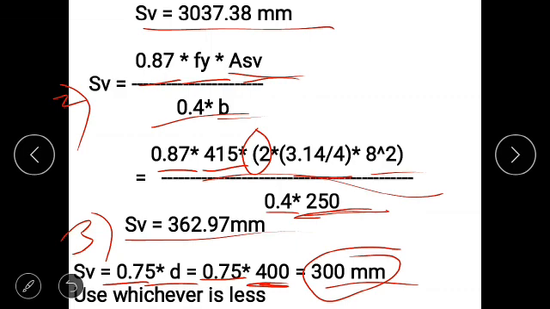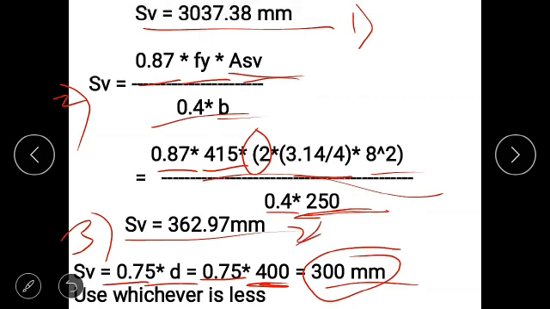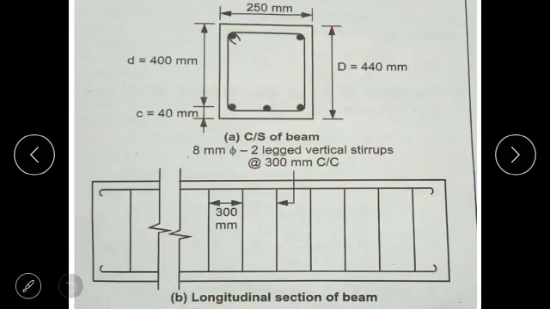From these three, first is 3037.38, second is 362.97, and third is 300. Which value is least? 300 is least, so use whichever is least. We use 300 mm here.